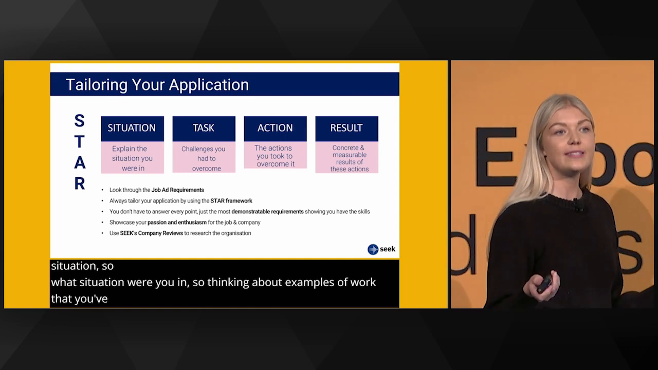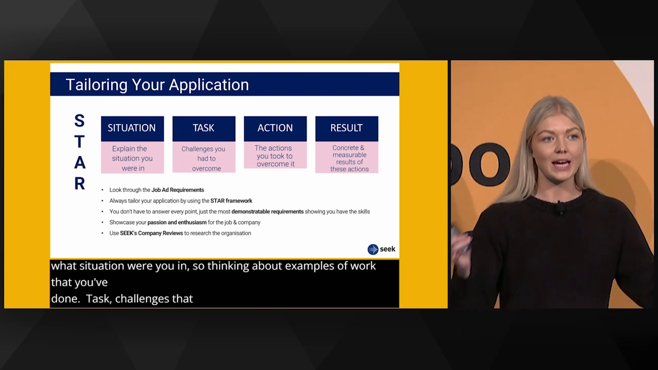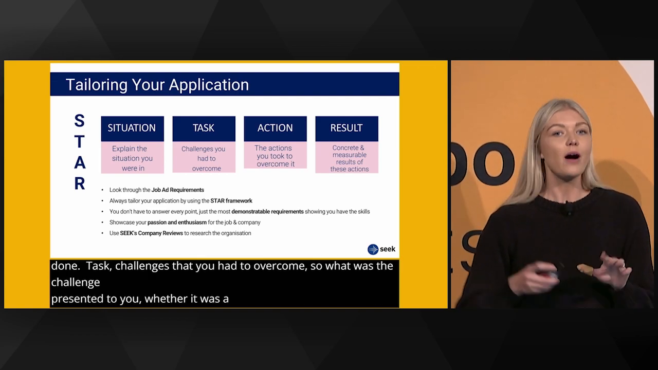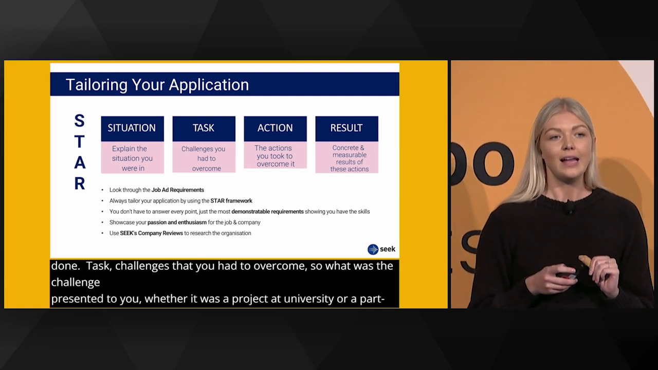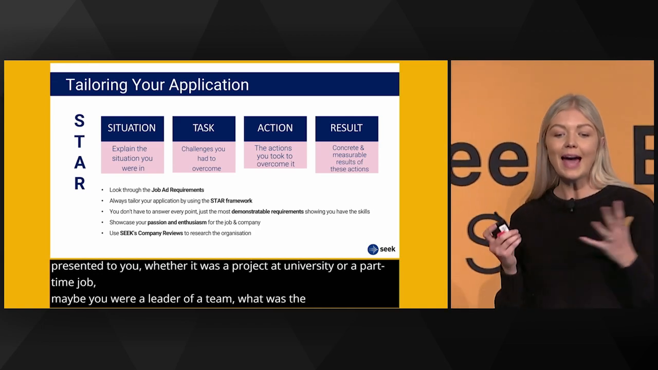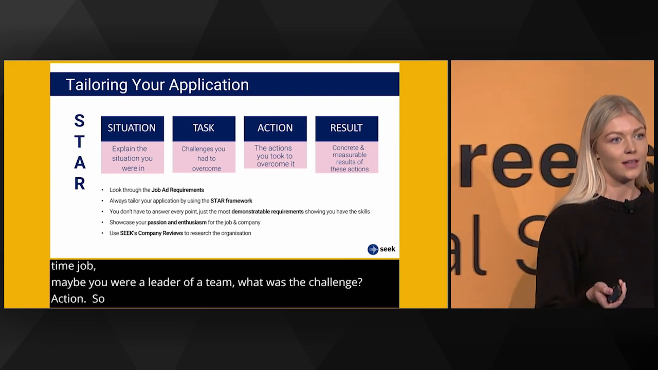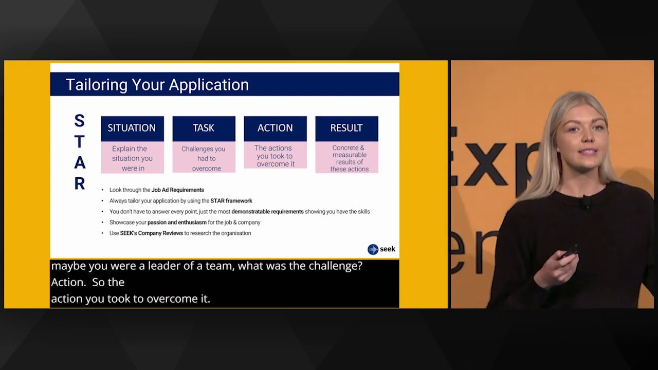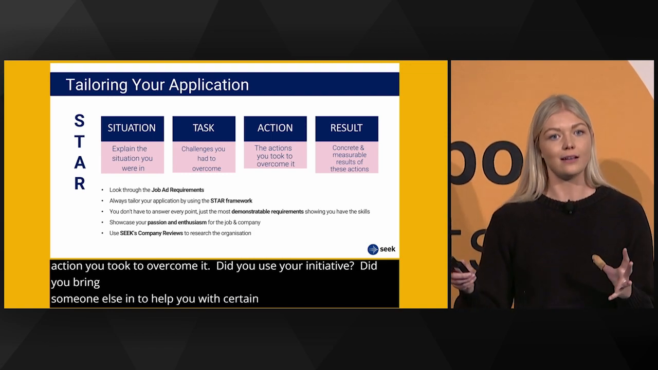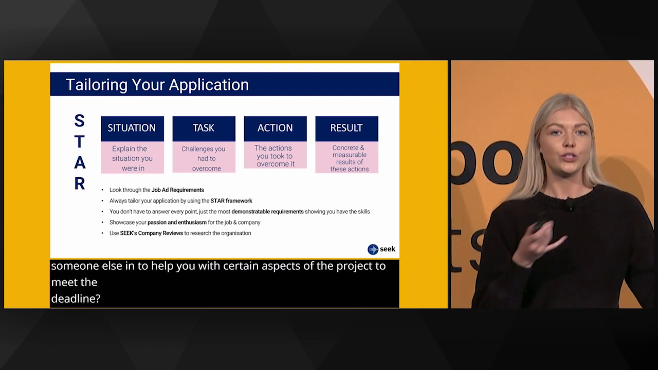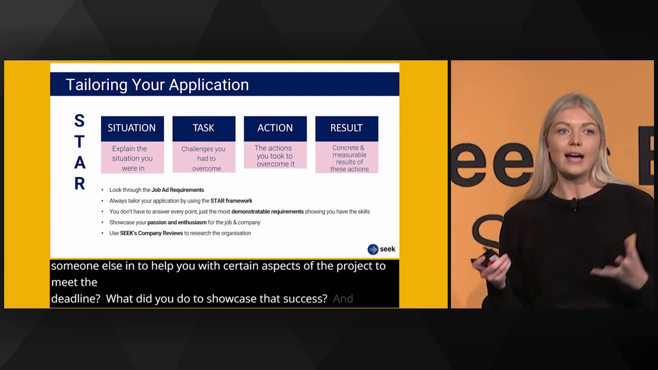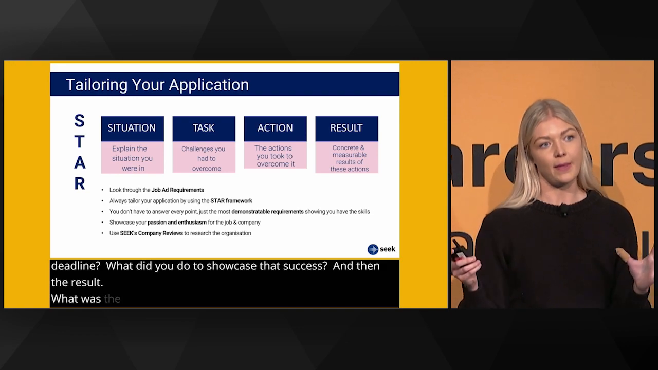Task, challenges that you had to overcome. So what was the challenge presented to you? Whether it was a project at university or a part-time job, maybe you were a leader of a team. What was the challenge? Action, so the actions you took to overcome it. Did you use your initiative? Did you bring someone else in to help you with certain aspects of the project to meet the deadline? What did you do to showcase that success? And then the result, what was the actual measurable success from that?